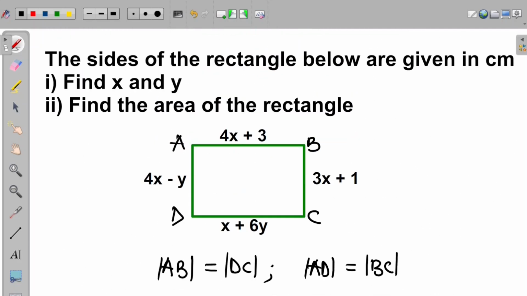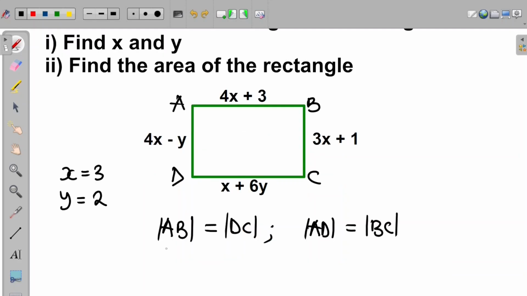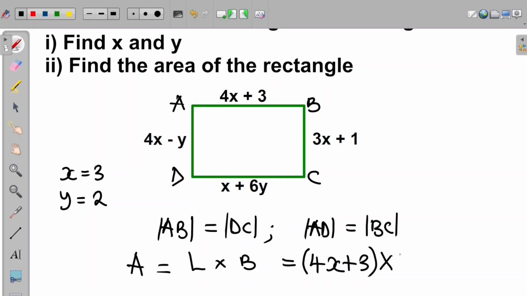But the next question says to find the area of the rectangle. Now, let us obtain the area of the rectangle. Recall that x is equal to 3 and y is equal to 2. Area of a rectangle is equal to length times breadth. So at this point, our length is side AB and side DC. So we pick one of them. This becomes 4x plus 3, all enclosed in a bracket. And also our breadth is side BC and side AD. So we pick one of them. So this becomes multiplied by 3x plus 1.